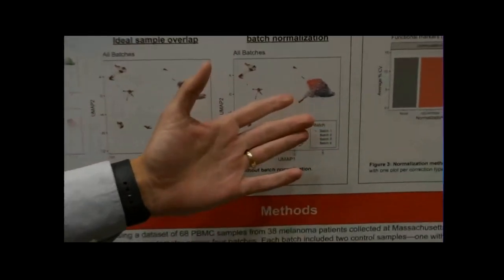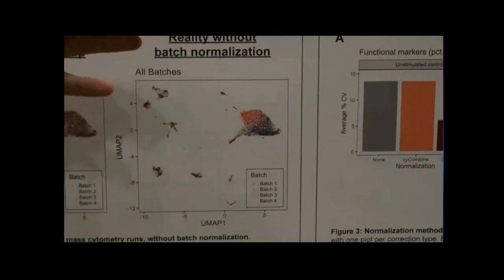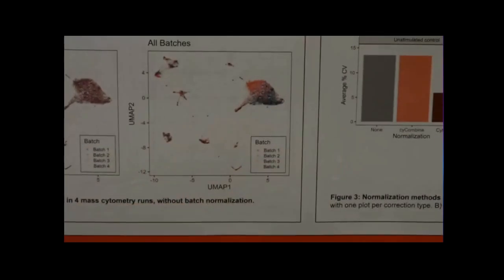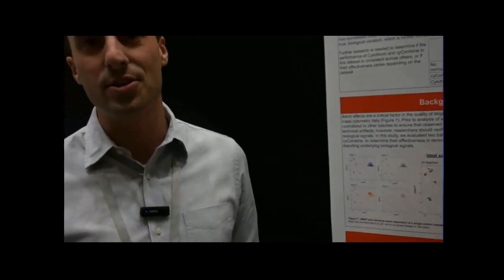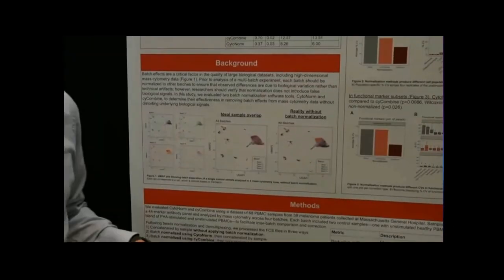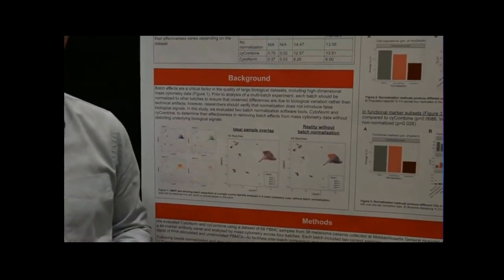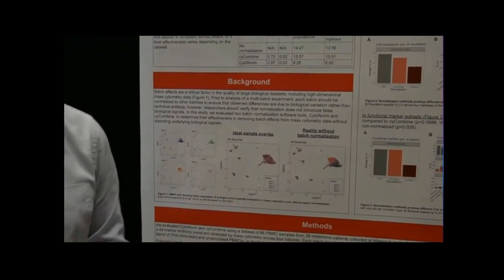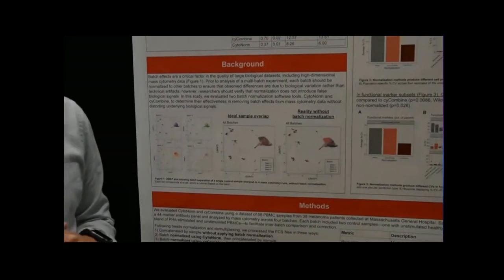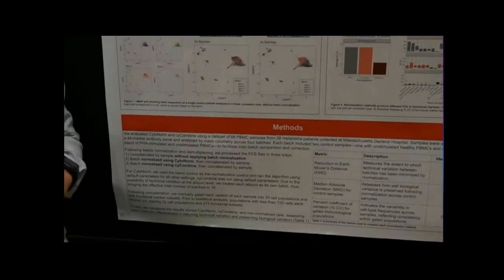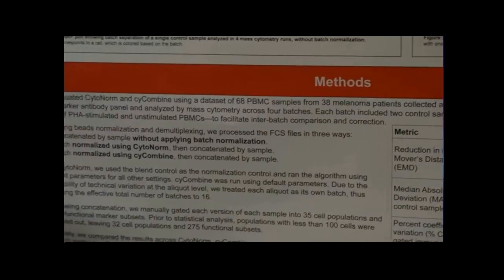Here, in this population, you see more of the red cells over here, which represent batches 3 and 4, compared to these down here. As you have more and more batches, the more likely you are to introduce variance. That's where the need for batch normalization comes in, and where we are comparing two common batch normalization tools, one called Cytonorm and one called Cycombine. Both are packages that are available. Through this, we looked at 38 patients at Keystone General Hospital, and we analyzed these using three different metrics.